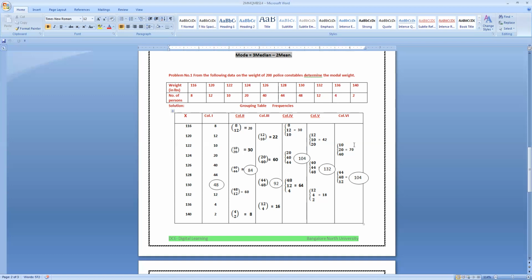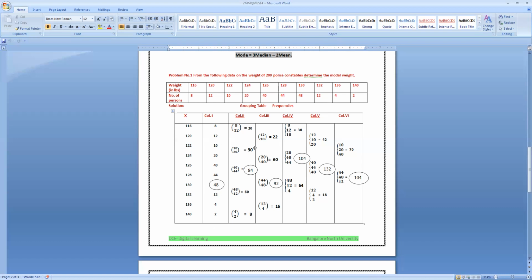Let us understand how to prepare the grouping table. In the X column, the first column, before going to column 1, 2, 3, 4, the first thing to be shown is the variable values given in the question. Column one highlights the frequencies given in the question itself: 8, 12, 10, 20, 40, 44, 48, 12, 4 and 2. Among these values, the highest number should be encircled.